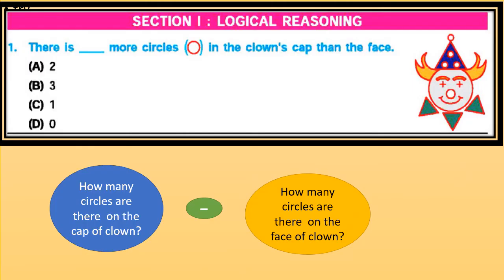Let's start the video. First section is logical reasoning. Question 1. There is dash more circles in the clown's cap than the face. Now, how many circles are there on the cap of the clown? Count them. And then find how many circles are there on the face of the clown. Count that also and then subtract these two numbers. Now, circles on clown's cap is 1, 2, 3, 4 and circle on face of the clown is 1. Now 4 minus 1 is 3. So answer is B, 3.